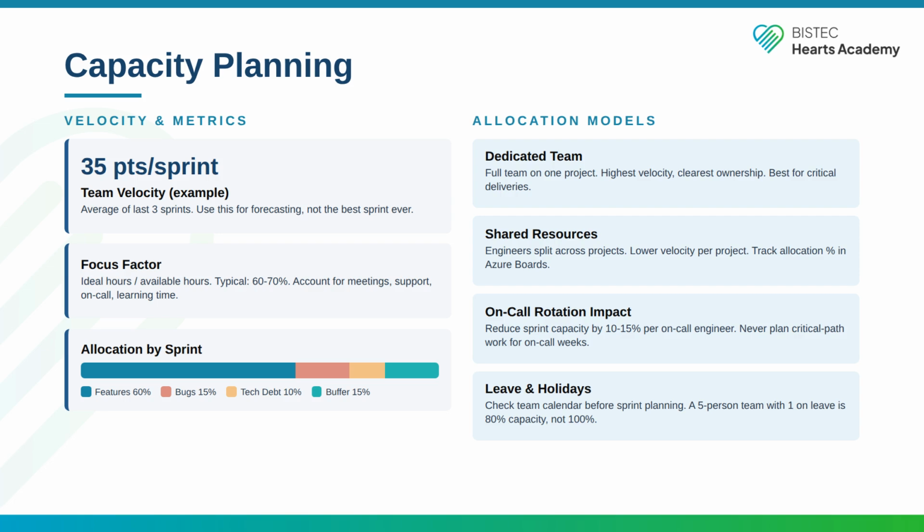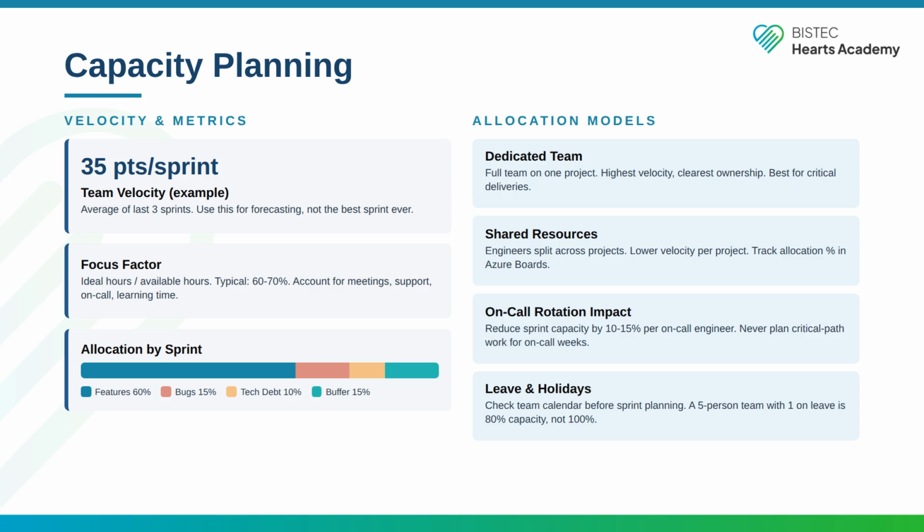Focus factor is ideal hours divided by available hours. A typical engineering team has a focus factor of 60 to 70%. The rest goes to meetings, messaging, support tickets, on-call duties, and learning time. If you plan at 100% utilization, you will miss every sprint.